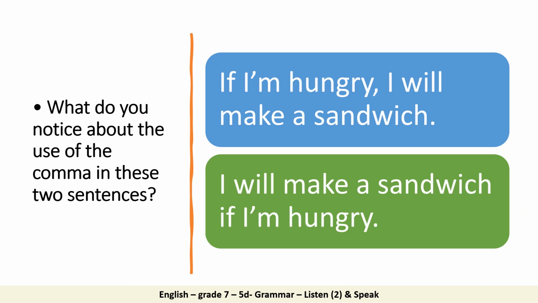Look at these two sentences. Sentence 1. If I'm hungry, I will make a sandwich. Sentence 2. I will make a sandwich if I'm hungry. What do you notice about the use of the comma in these two sentences? Why did we use a comma in the first sentence, but we did not use one in the second sentence? Think about it.